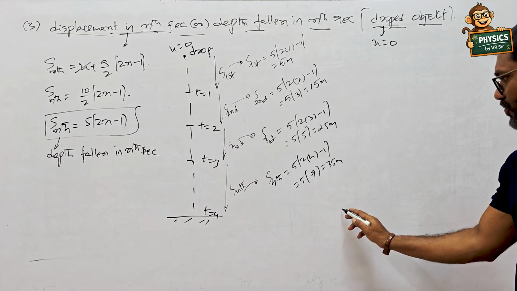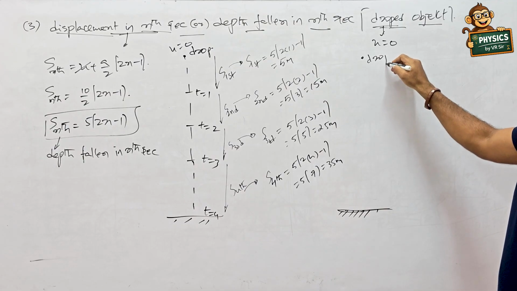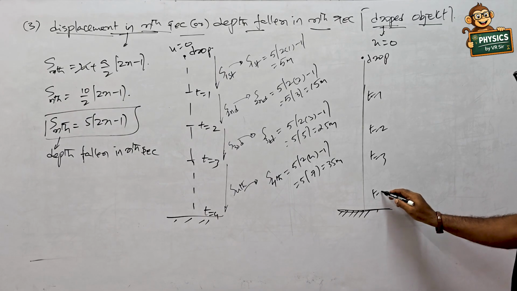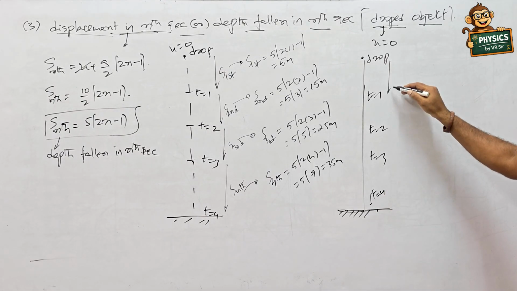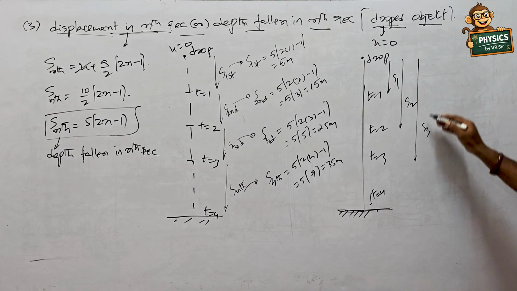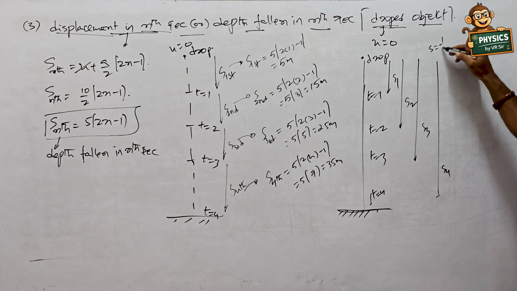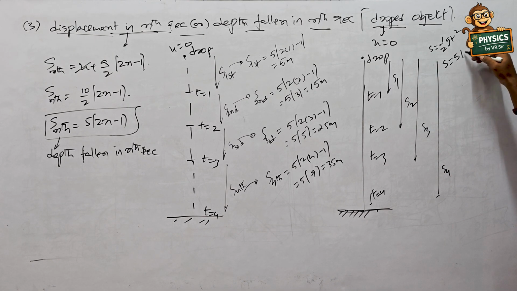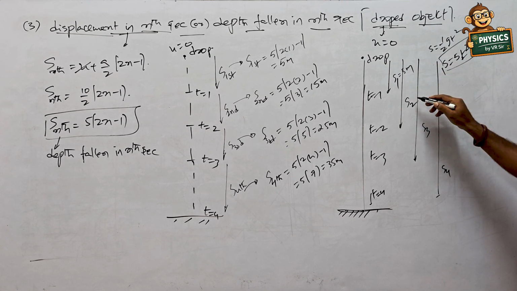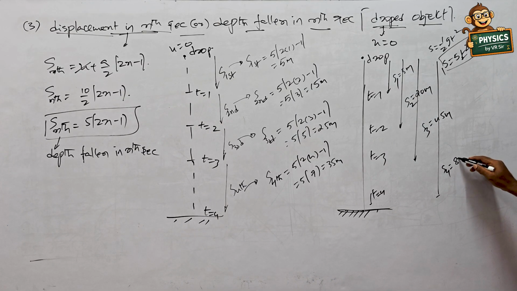Okay. Now here we want to recall the previous case once. When the object is dropped from some height, we have taken t equivalent to 1, 2, 3, 4, right? Now we all know the depth fallen in 1 second S1, depth fallen in 2 seconds S2, depth fallen in 3 seconds S3, depth fallen in 4 seconds S4. For this we use the formula half g t square, so S is equivalent to 5 t square. If you recall, we got 5 meters, 20 meters, 45 meters, and 80 meters, right?